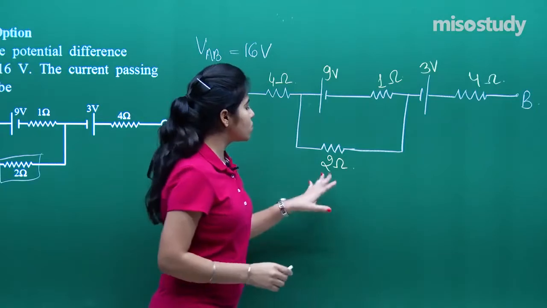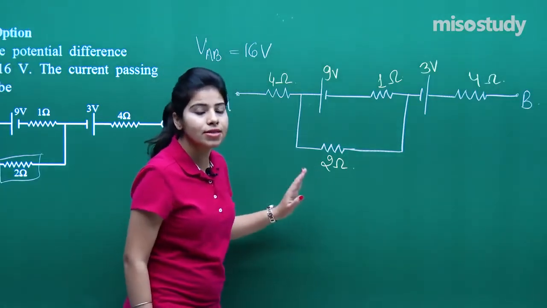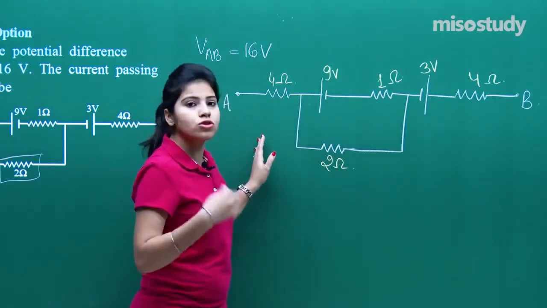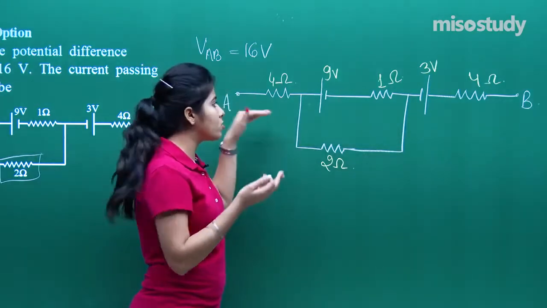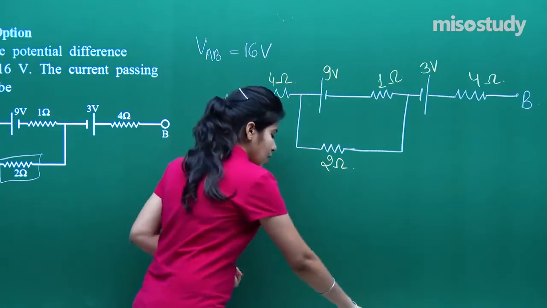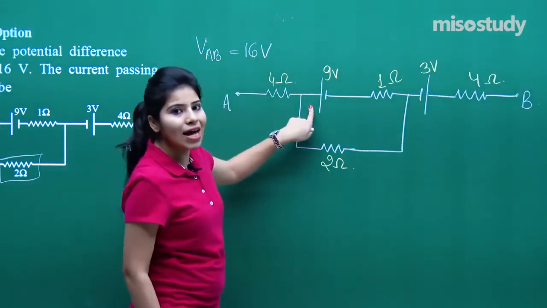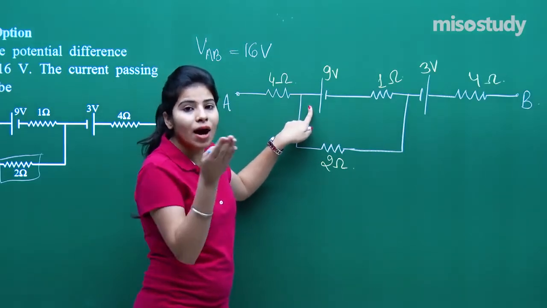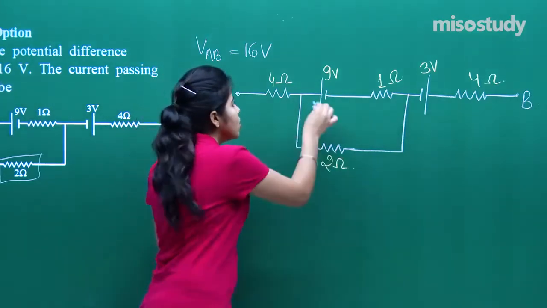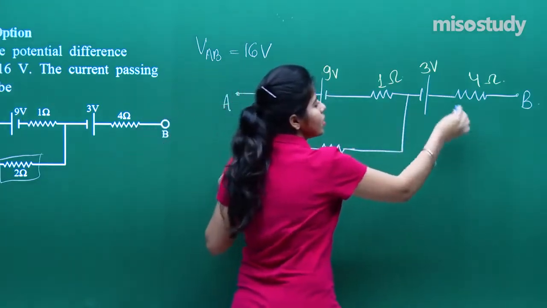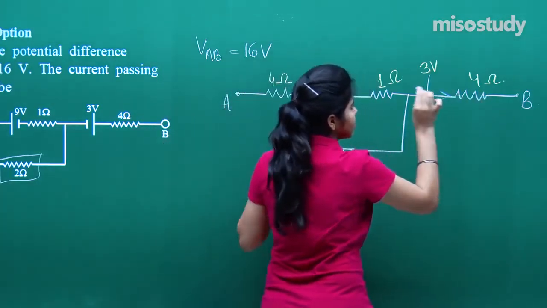Now we have to find out the current in this arm, that means in the 2 ohm resistor. So first of all, to know the current, we should suppose the current in the circuit. Now just focus on the question. As you can see, current always flows from higher potential to lower potential. So from here the current will be like this, and from here the current will be like this.